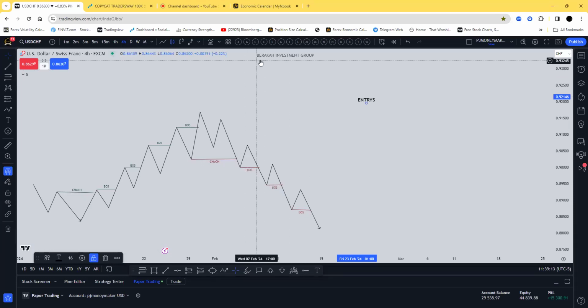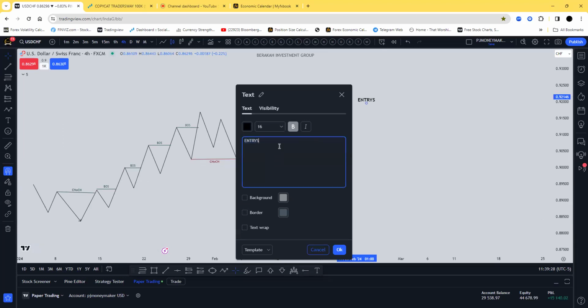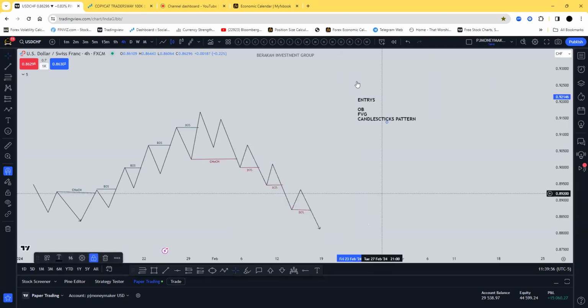Today we're going to talk about entries, what to look for when I'm getting into the market. We're going to talk about order blocks, OB, fair value gap, and candlestick patterns. Those three.